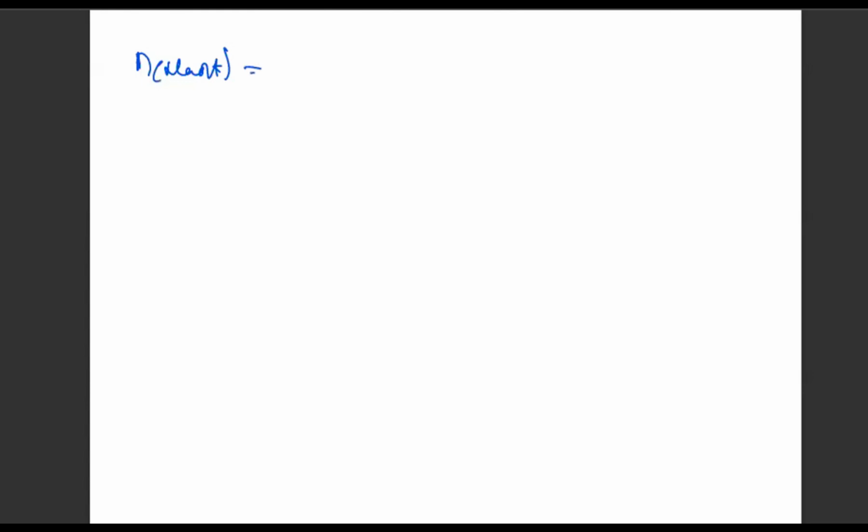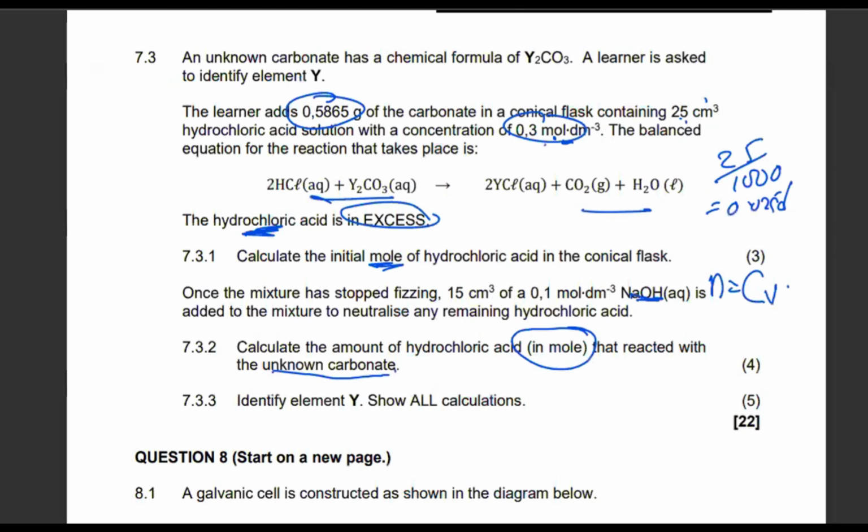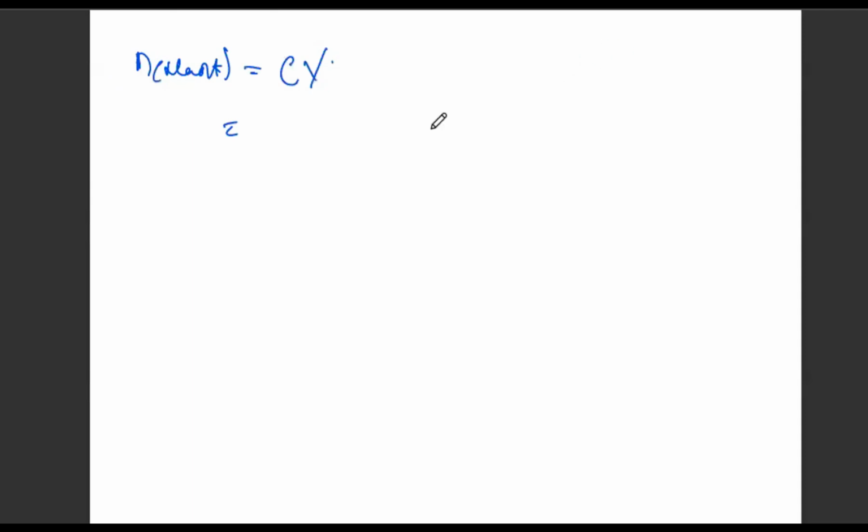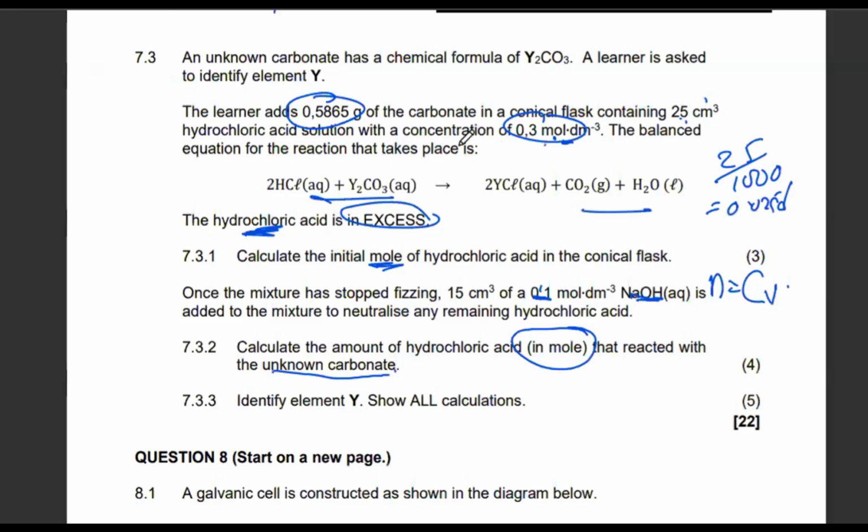So number of moles of sodium hydroxide is equal to concentration times the volume. Do we have the concentration? I have to go back and find out. The concentration is 0.1. So concentration is 0.1 times volume. Do you have the volume? Let me find out. The volume is given. Yes, the volume is 15 cubic centimeters.